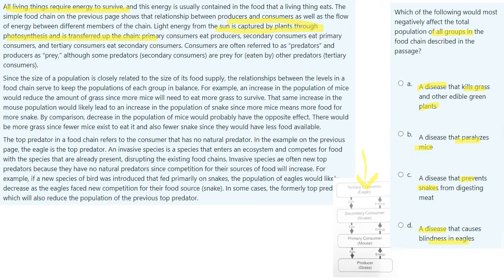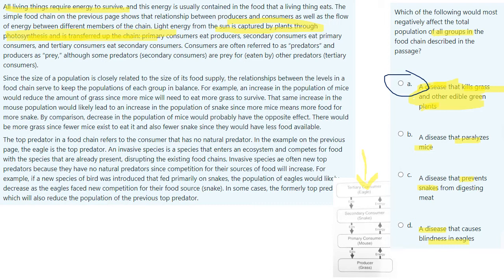Now, if the producer is creating the energy, if the grass is creating the energy, if a disease kills all of the green plants, then there will be nothing to capture the sunlight. There will be nothing to produce food. So every other animal would be affected. Everything that eats the grass would have no food. Everything that then eats those things would also have no food. So A is the best answer.